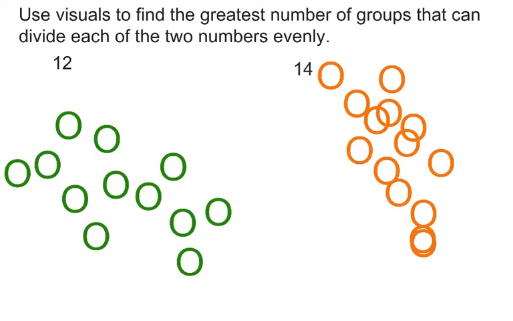In this lesson, we're going to use visuals to find the greatest number of groups that can divide evenly into each of the numbers. So we're looking at numbers 12 and 14. We're going to use manipulatives. So in my group of 12, I can put it into even groups in a few different ways.